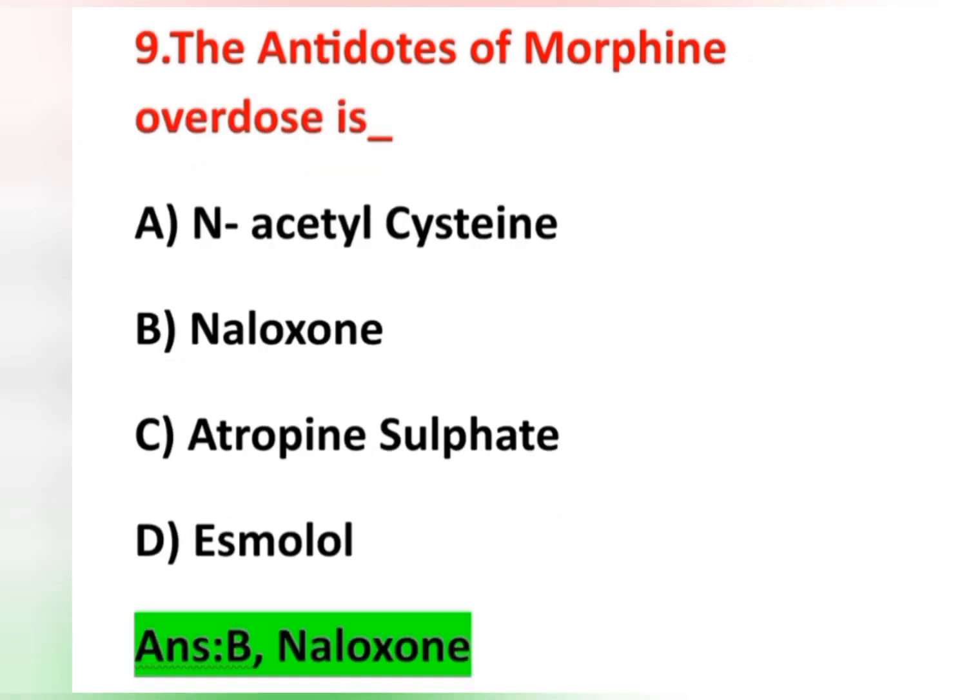The antidote of morphine overdose is naloxone. N-acetylcysteine is the antidote of paracetamol poisoning, and atropine sulfate is the antidote of organophosphorus poisoning. So our question, the antidote of morphine overdose, is naloxone. Option B is the correct answer.